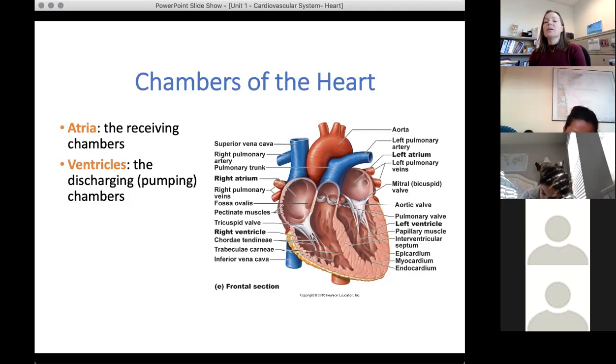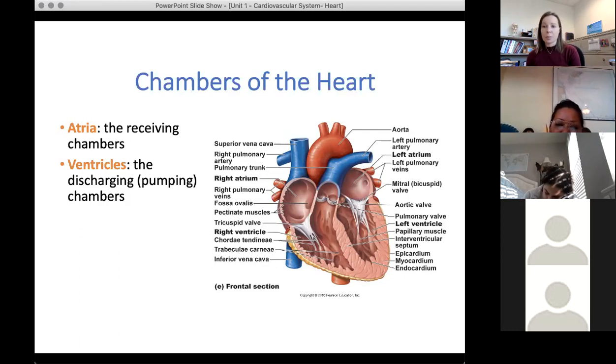Deoxygenated blood. So that is blood that has a low oxygen content. It doesn't mean that it does not have any oxygen at all. It just does not have a lot of oxygen in it. So blood that is deoxygenated is entering the heart, it's first going into the right atrium. And it enters through 2 really big blood vessels and then 1 smaller one. So the first 2 are the superior vena cava and the inferior vena cava.